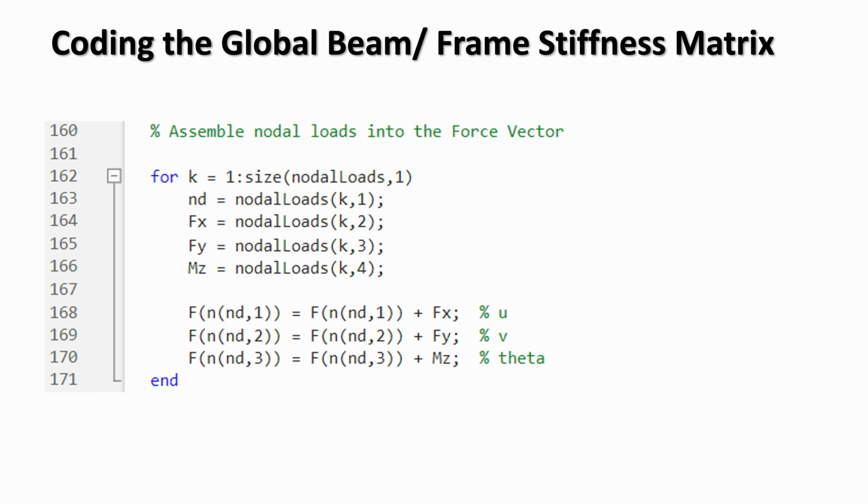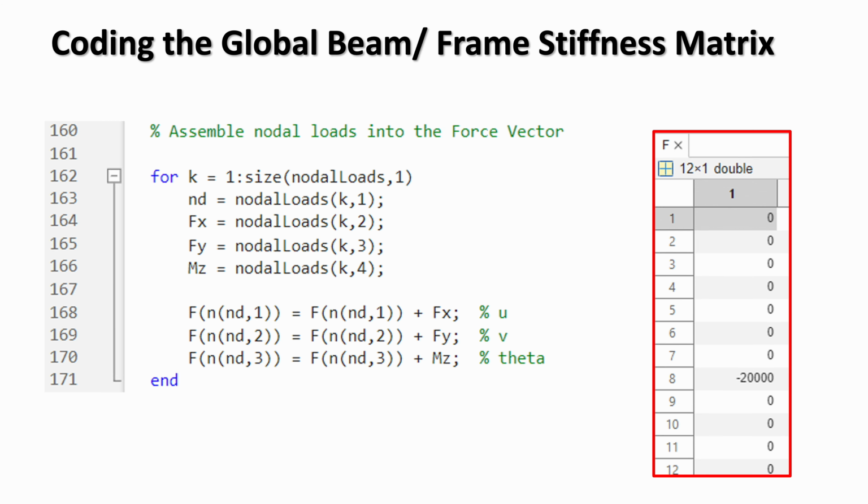In our example, once the loop is completed, the global force vector will look like this. You can see here at degree of freedom 8, which is row 8, we have minus 20,000 newtons.